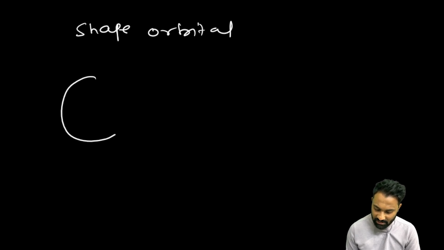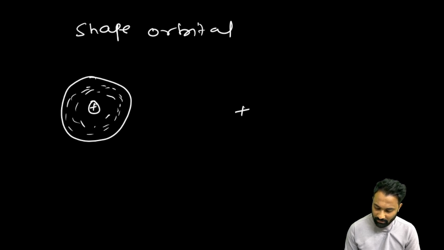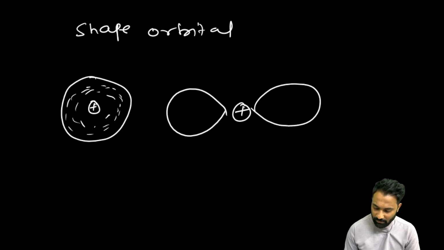Clear? Then after that we studied the shapes of the orbitals. We know that the s orbital shape is spherical. In this spherical region only we can find the electrons of the s orbital. Now we know that the shape of the p orbital is dumbbell. In this dumbbell region only we can find the electrons of the p orbital.